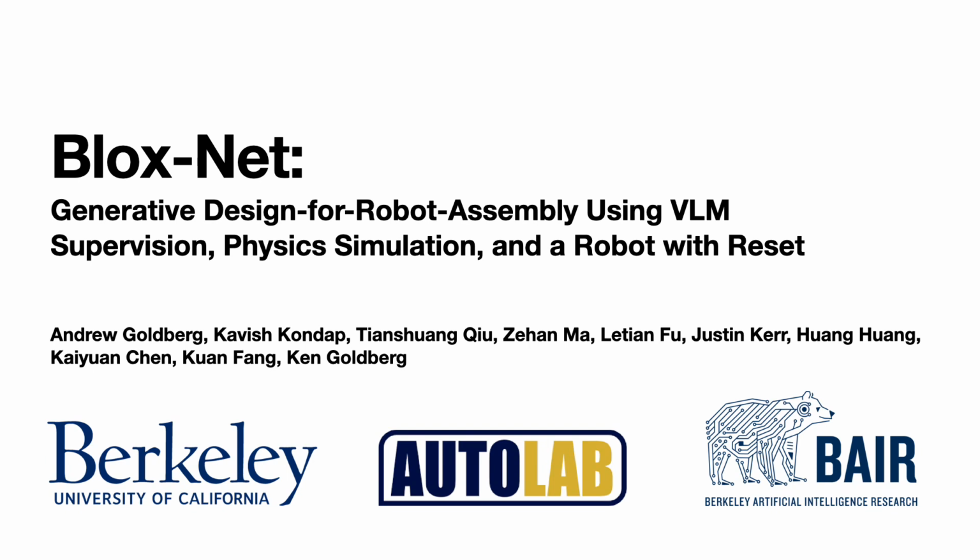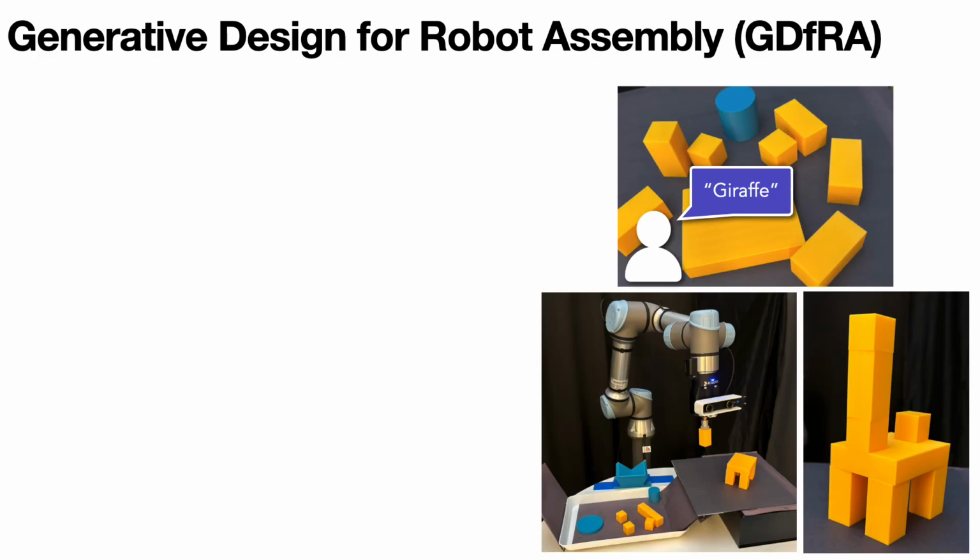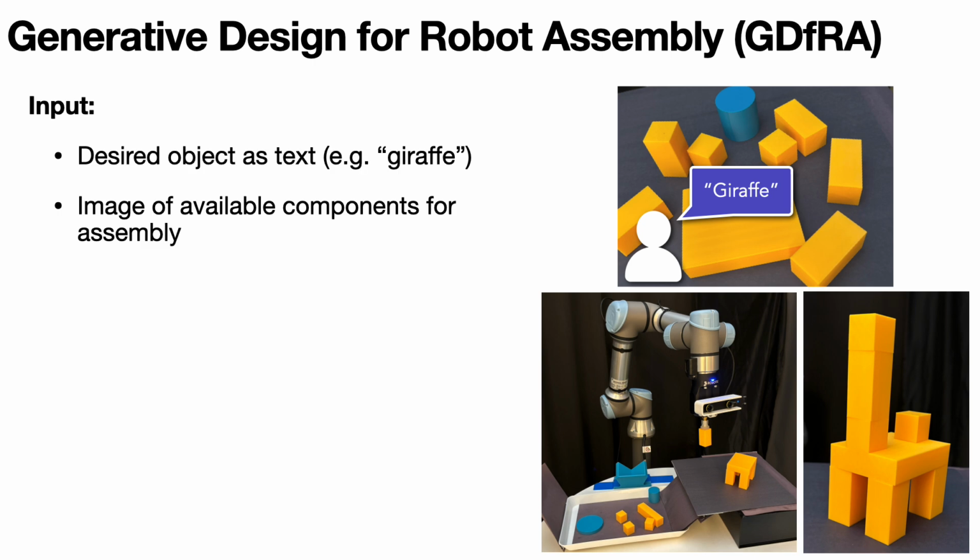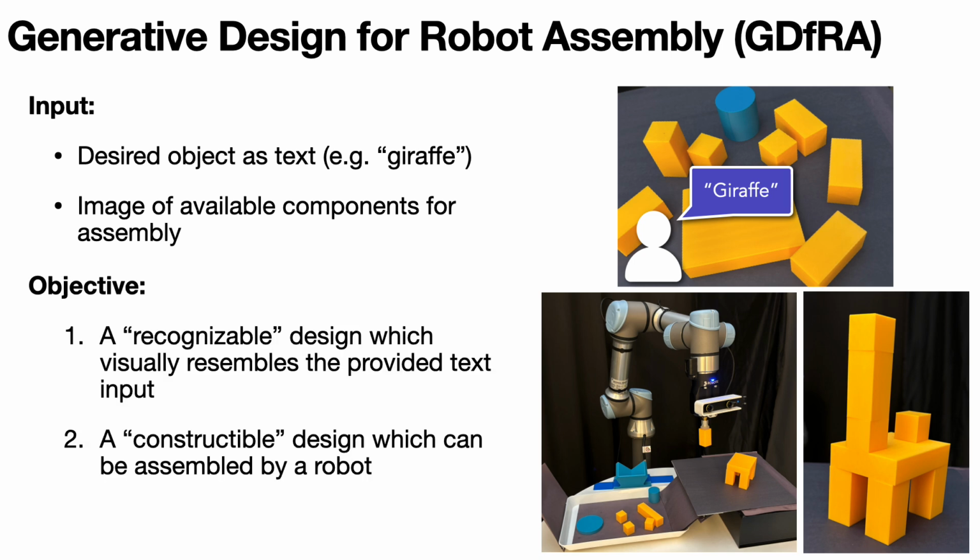Vision language models can generate original text and images, but can a vision language model generate 3D designs for assembly by an industrial robot? We propose generative design for robot assembly, or GDFRA, a new type of problem where the goal is to generate an assembly design. There are two inputs, an image of available components and a single word or phrase describing the desired shape. The output must resemble the requested object and be reliably constructible by a robot.